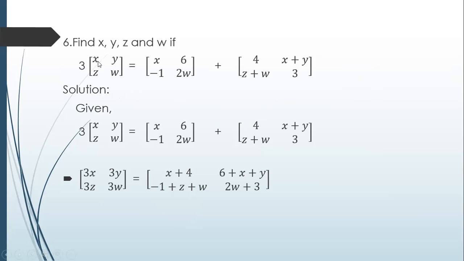The next problem, find x, y, z and w. If 3 into [x, y, z, w] equals [x, 6, -1, 2w] plus [4, x+y, z+w, 3]. Solution: given 3 into [x, y, z, w] equals the given term. Then we multiply 3 into x, 3 into y, 3 into z, 3 into w. We add the corresponding elements in each matrix: x plus 4, 6 plus x plus y, -1 plus z plus w, 2w plus 3.